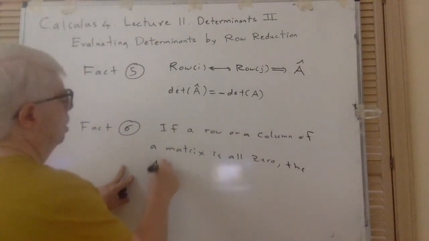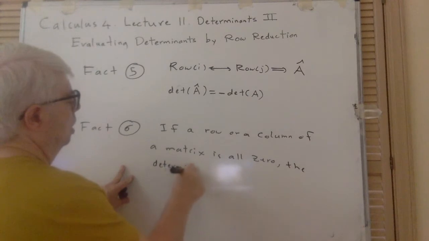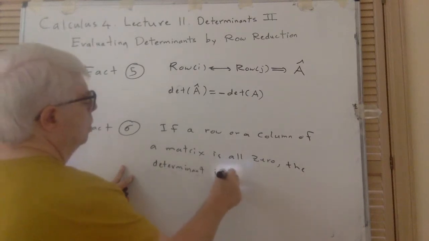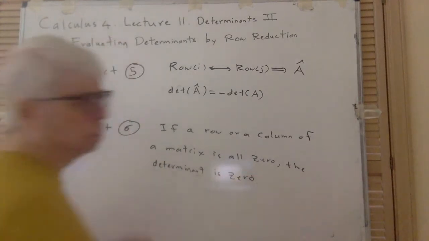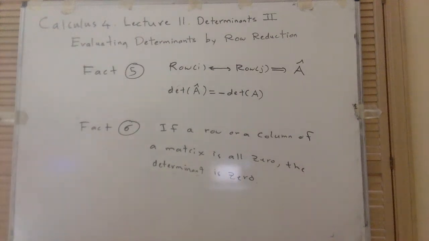Determinant is 0. And you can guess how to prove this. Just use the cofactor expansion using that row. When you do the cofactor expansion using that row, it's all zeros times 0 times blah blah blah, so you get 0.